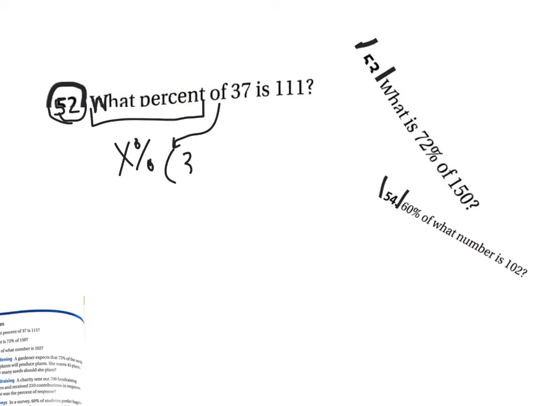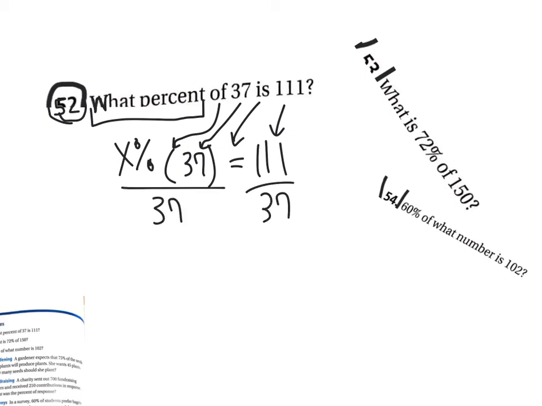Of means multiply. 37 comes on down. Is means equals. And 111 means 111. At this point, we're trying to get the variable by itself. They're multiplying, so we can divide by 37 on both sides. These numbers don't look real great, but actually if you divide 111 by 37, you'll get 3. That is not a percent. That's as a decimal, so we need to move the decimal 2 spots to the right. Add some zeros, and that means 300%.